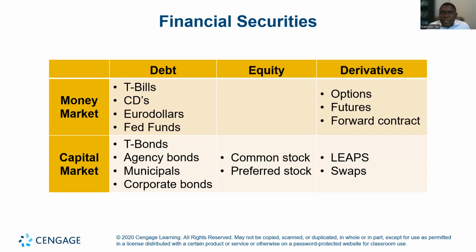Capital market financial securities, on the other hand, are securities for the long run. Long run basically implies that the cash flow coming out of those securities goes beyond one accounting period. It goes beyond a year. Debt securities that make up capital market securities include T-bonds, agency bonds, municipal bonds, and corporate bonds. Equity will include common stock and preferred stock, and derivatives will include long-term equity anticipation securities and swaps.